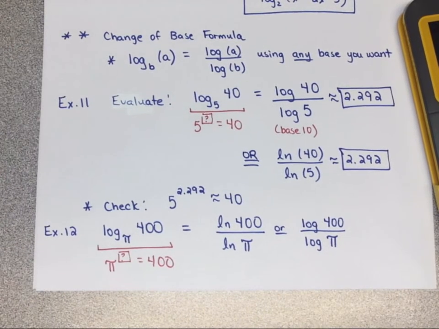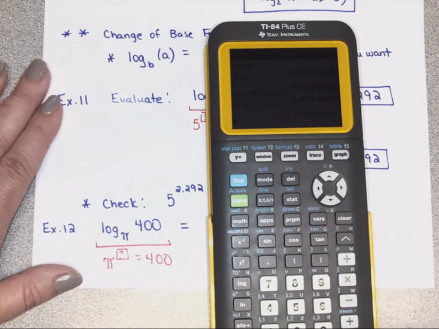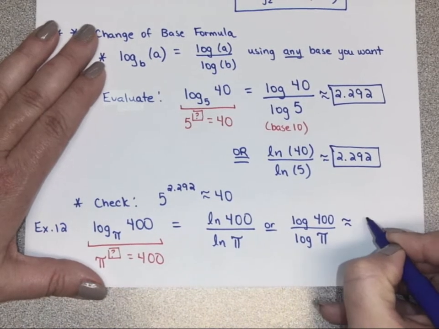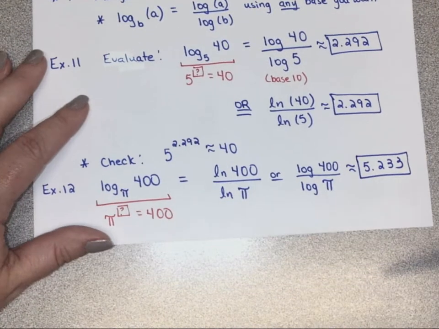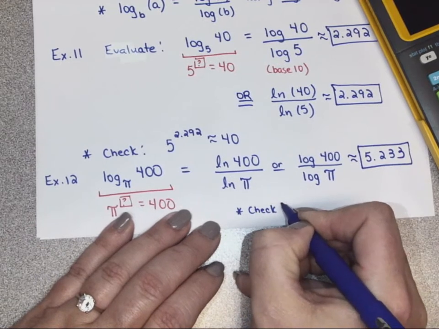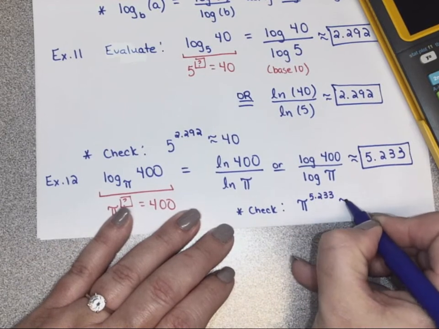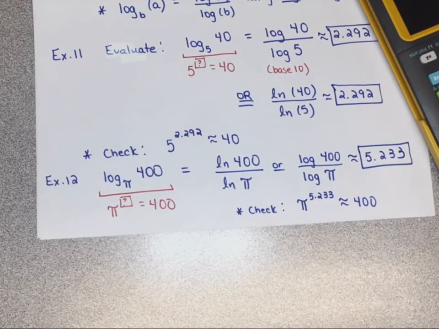Doesn't really matter. Okay. So the pi button, if you have a TI calculator, is here. So it's actually above the little exponent button. So I would use that rather than 3.14 because it'll be more accurate. But if you punch this in, you're going to get 5.233. So how could you check your answer if you wanted to? This is an optional step, but how could you check it to make sure you were right? Pi to the 5.233 power better be pretty close to 400. Okay, so you can kind of check to make sure you're correct, but it's not necessarily required.